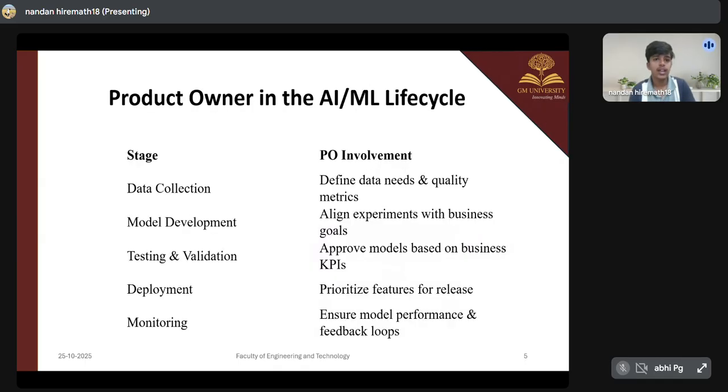In the next slide, we have the product owner in the AI/ML life cycle. What are the project stages and the PO involvement? Data collection, model development, testing and validation, deployment and monitoring. These are the stages. In the first stage, data collection, the PO defines data needs and quality metrics. In model development, align experiments with business goals. Testing and validation, approve the model based on business KPIs. Deployment, prioritizing features for release. Monitoring is to ensure model performance and feedback loops.